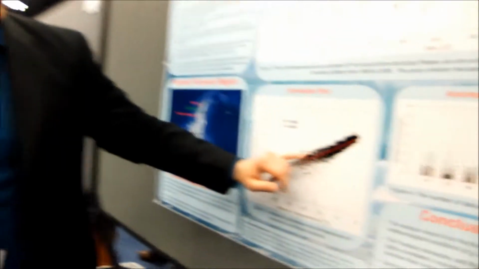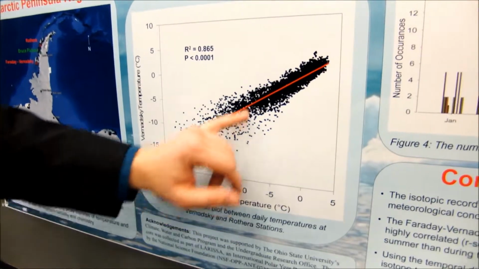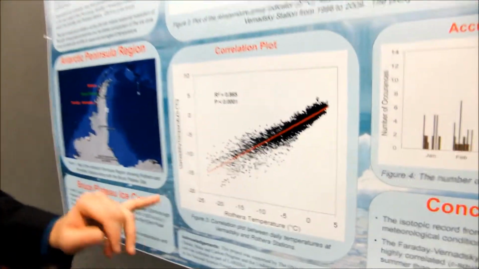Another thing that I'm going to also be looking at is the correlation plot here. As we noticed, the warmer months have a much higher correlation than the cooler months. So I'm going to be looking at really why that is, and at different scenarios of why that could be.